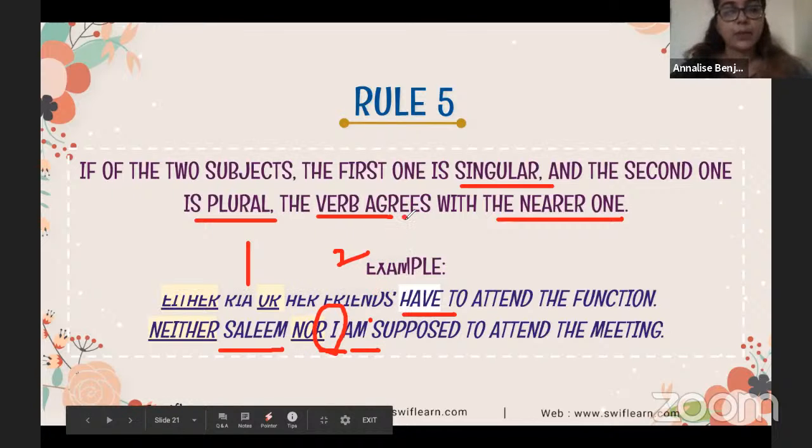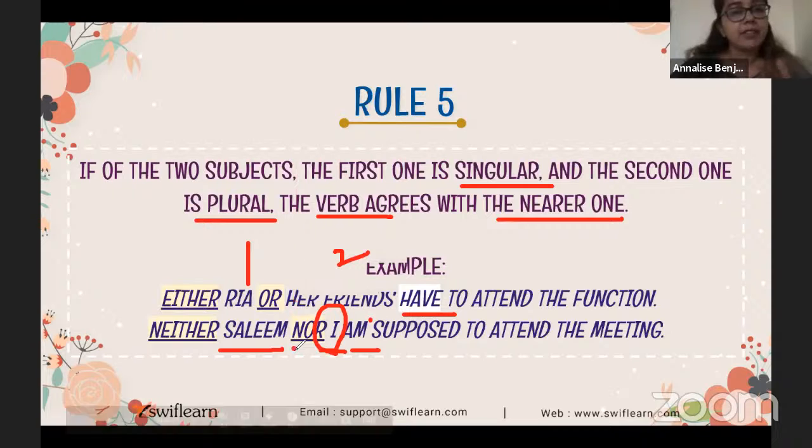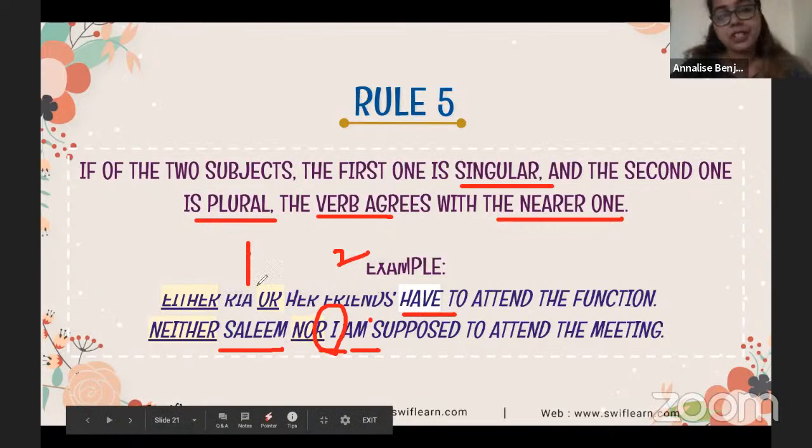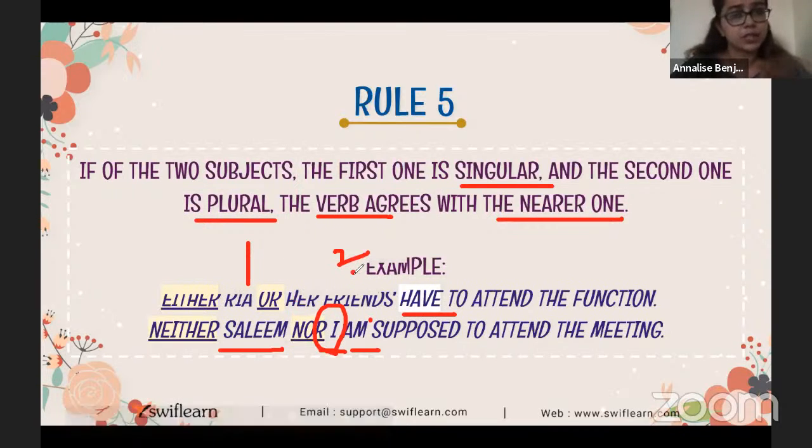Understood? I will repeat once more. If we have two subjects, your first subject is singular, your second subject is plural, the verb will agree with whichever subject is closer to it. If the second subject is singular, the verb will be singular. If the second subject is plural, the verb will be plural.